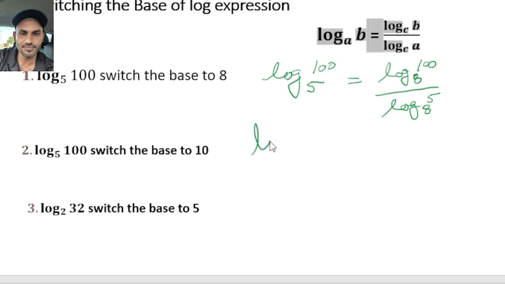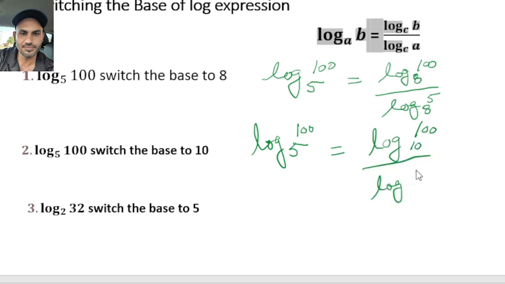So we have log of 100 with base 5. And we're going to go ahead and change the base to base 10. So it's going to be log of 100 with base 10 divided by log of our old base, which is 5 with base 10. So basically these two numbers become, we take the log of these two with respect to the new base. So log of 100 with base 10 divided by log of 5 with base 10.